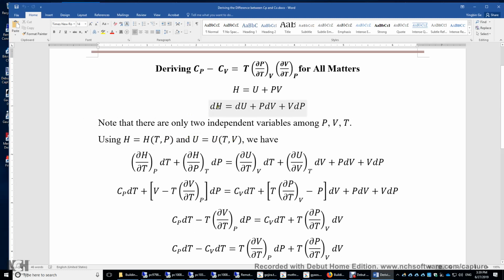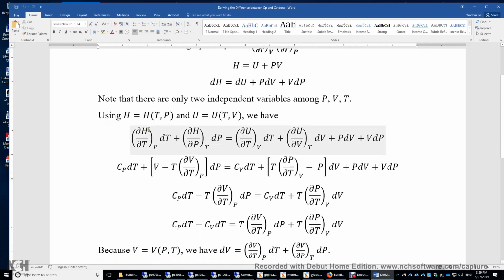And then we expand dH. dH is simply (∂H/∂T) times dT plus (∂H/∂P) times dP. How about volume? Does enthalpy depend on volume? Yes, it does depend on volume. However, the dependence is included in here implicitly because pressure and temperature do depend on volume as well.